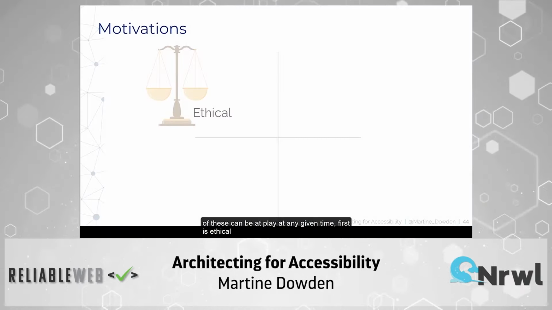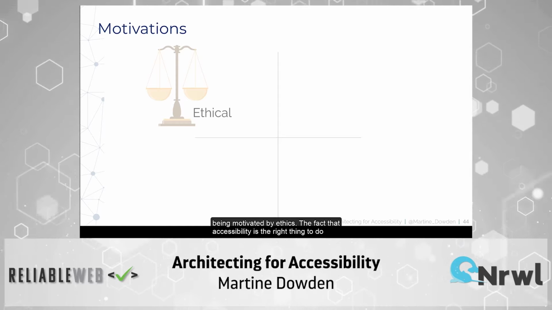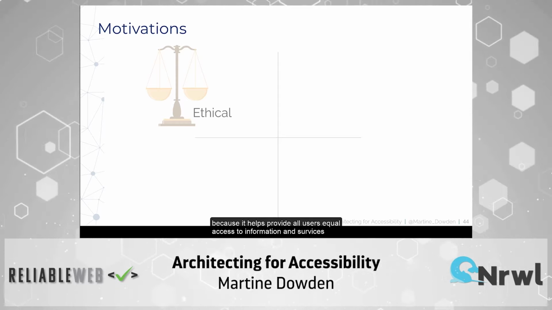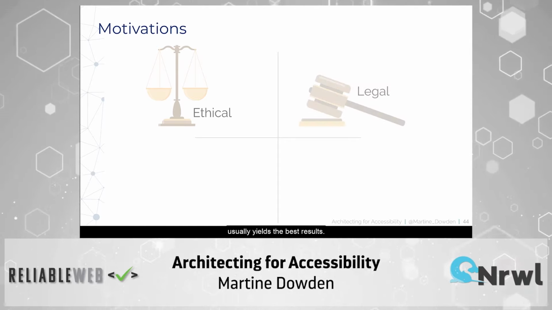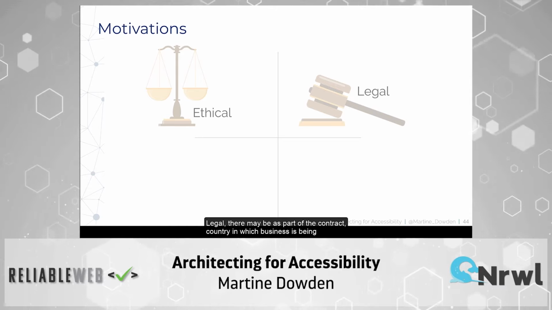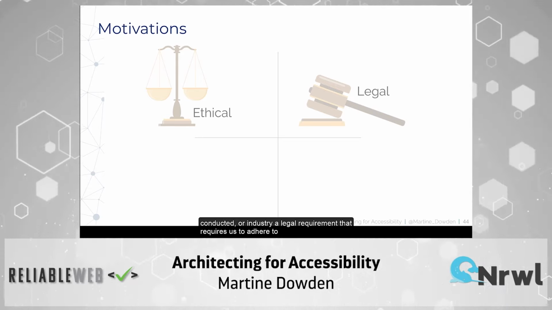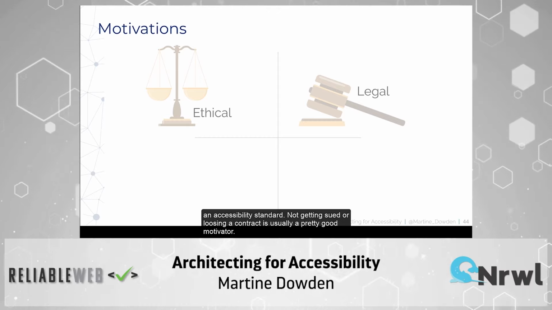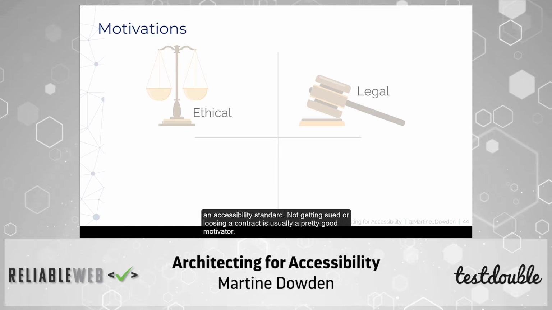First is ethical, being motivated by ethics. The fact that accessibility is the right thing to do because it helps provide all users equal access to information and services usually leads to the best results. Legal: there may be, as part of the contract, the country in which business is being conducted, or the industry, a legal requirement that requires us to adhere to an accessibility standard. Not getting sued or losing a contract is usually a pretty good motivator.